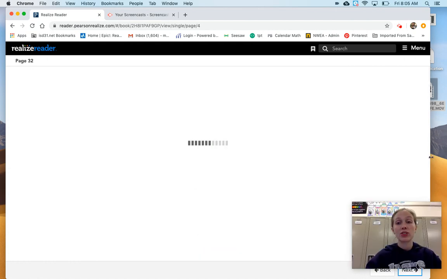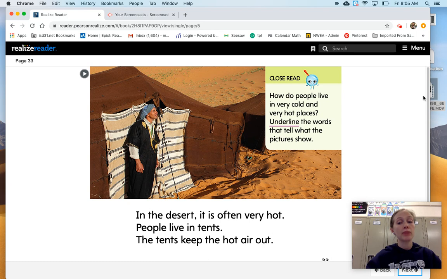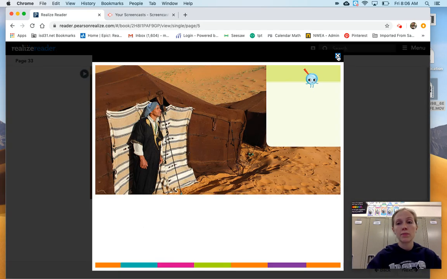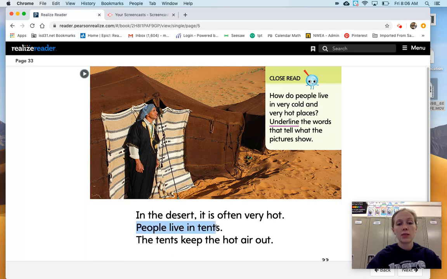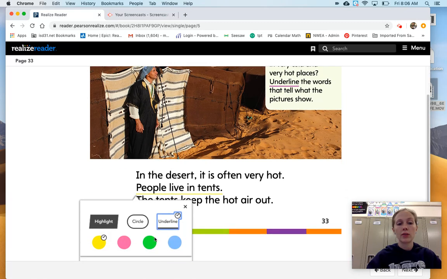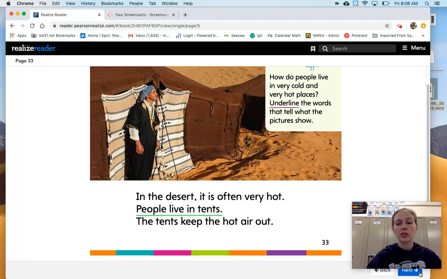The second part of our question asks how people live in very hot places. So I will find my answer on page 33. And this is a picture of the desert. The desert is often very hot. Here the words say, people live in tents. The tents keep the hot air out. So how do people live in the desert or someplace very hot? They live in tents. I'm going to underline. People live in tents. Go ahead and underline with me now. And then turn the page to page 34.